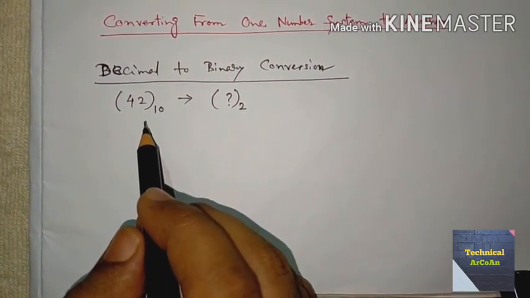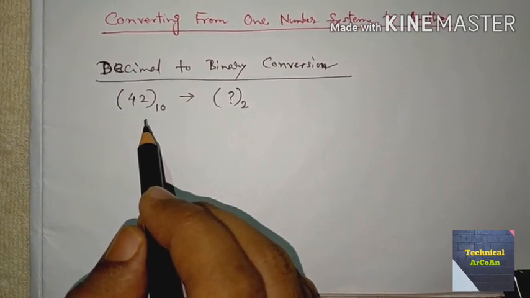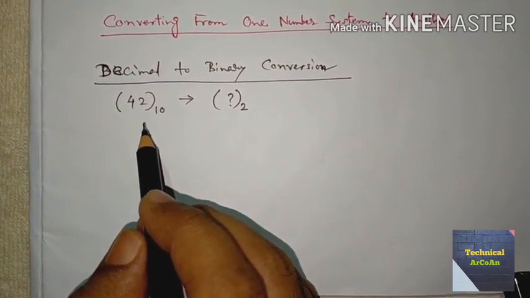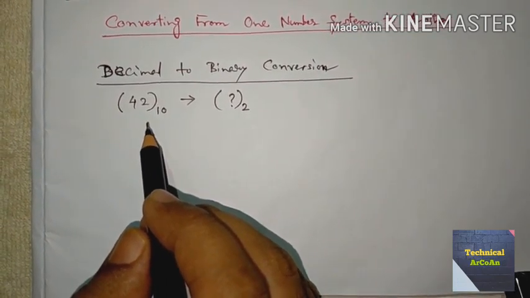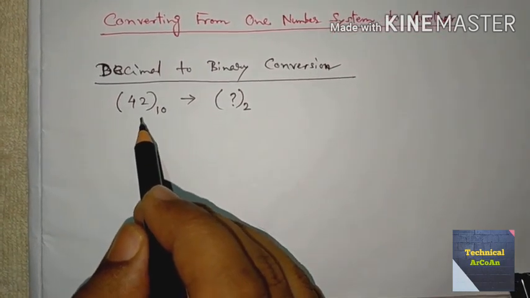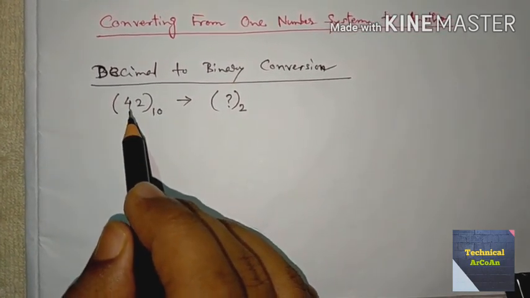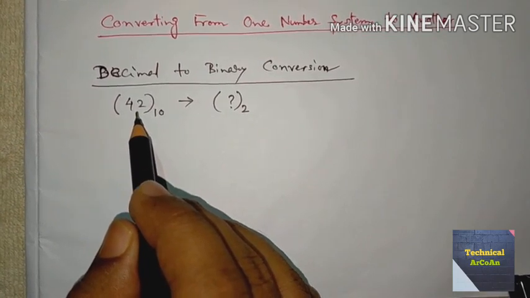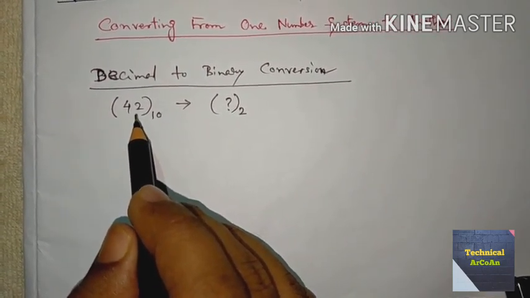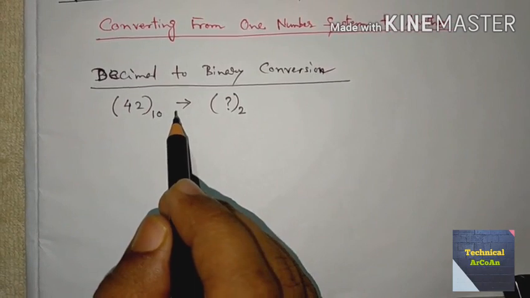Now when I am talking about decimal to binary, there are two possibilities. The number is either a pure number or a fraction number. So at first I am discussing the pure number, meaning the conversion of a decimal number which is pure, and how it converts into binary.